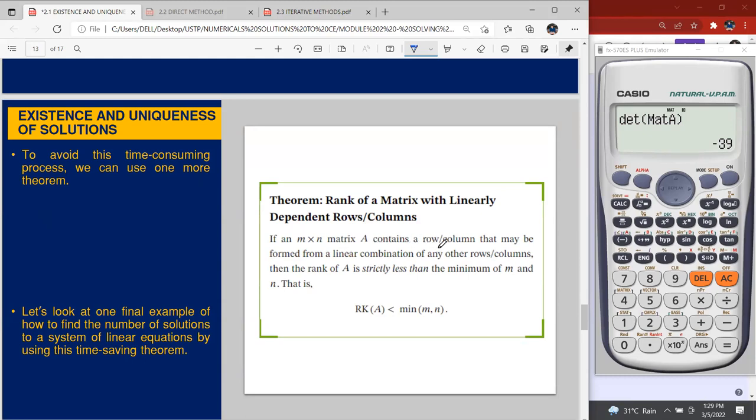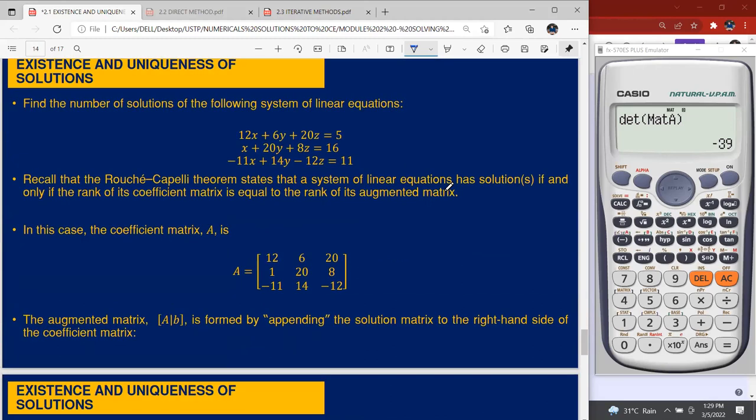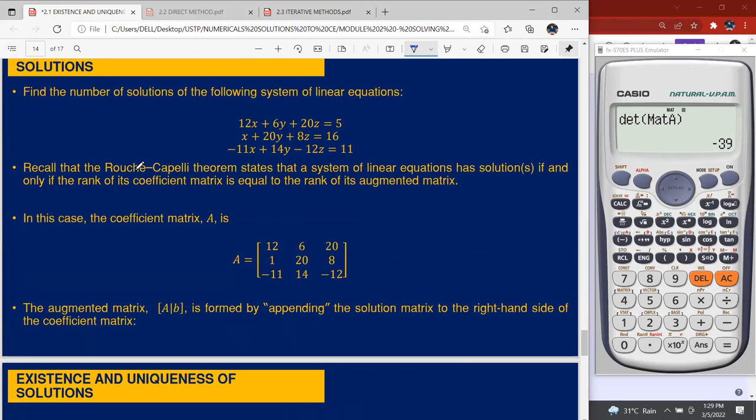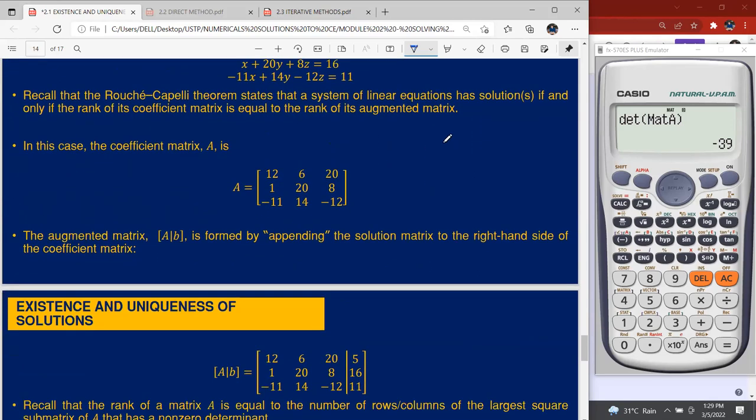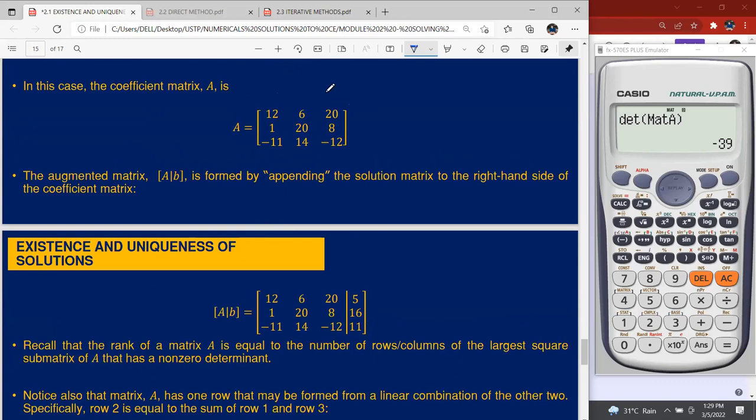If an M by N matrix A contains a row or column that may be formed from a linear combination of any other rows or columns, then the rank of A is strictly less than the minimum of M and N. In this example, recall the Cauchy-Capelli theorem. Next is the coefficient matrix and then the augmented matrix. And first, isolve nato ang determinant ani.